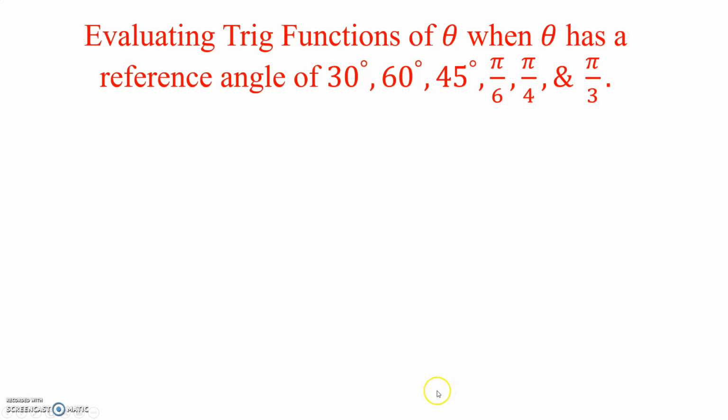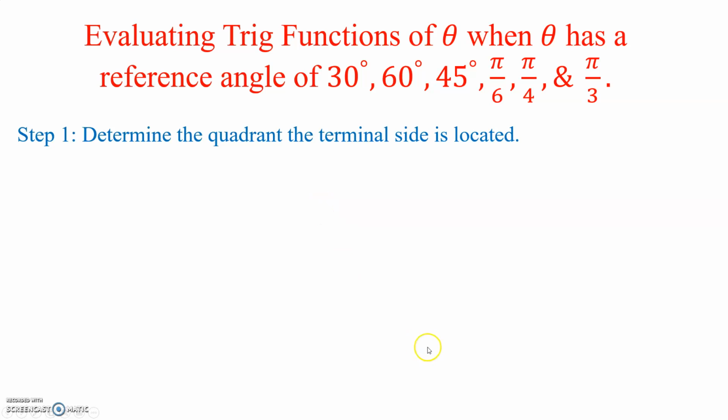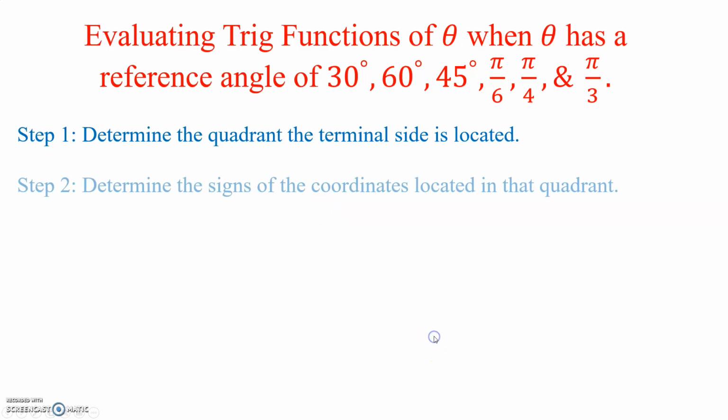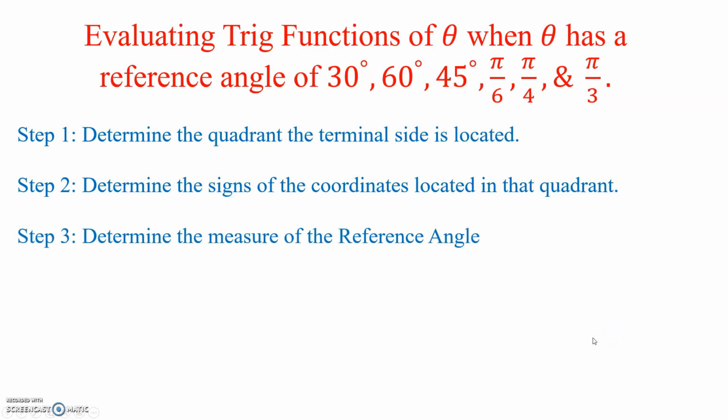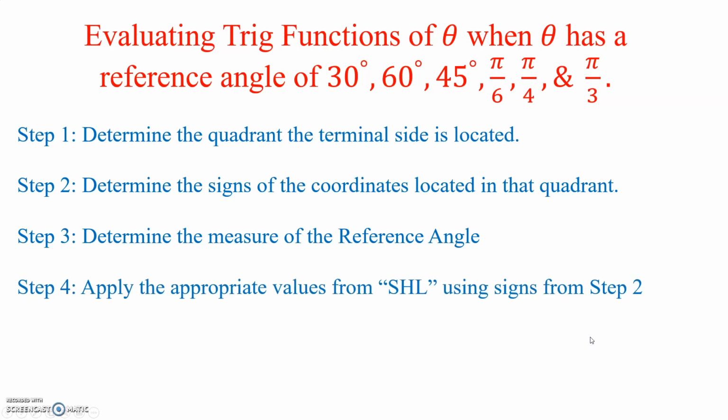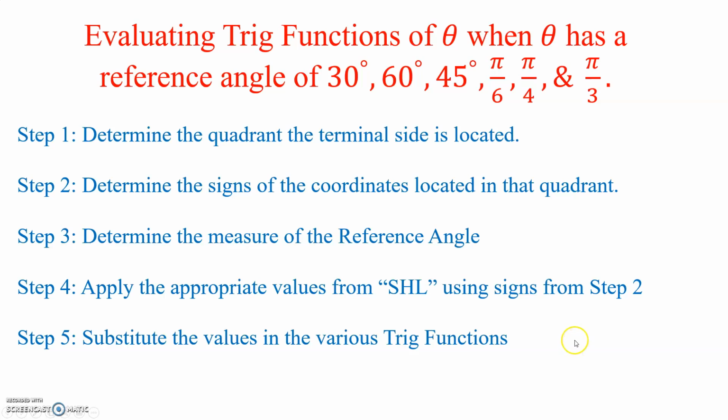So let's come up with some steps. Evaluating trig functions of theta that has a reference angle that's one of our special angles. Notice I have both degrees and radians. So the first step was to determine the quadrant. That's where we used the coterminal angle. Next, once we had the quadrant, we considered the signs of the coordinates in that quadrant. Third thing we did, we found the reference angle. Afterwards, we applied everything we knew about special right triangles, and then we had the x, y, and r to substitute.